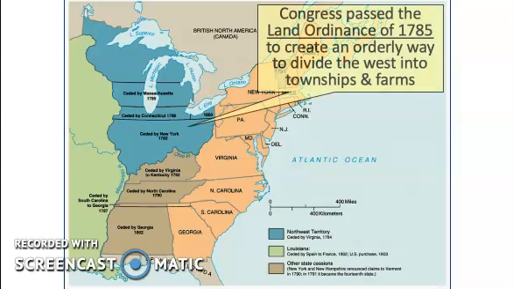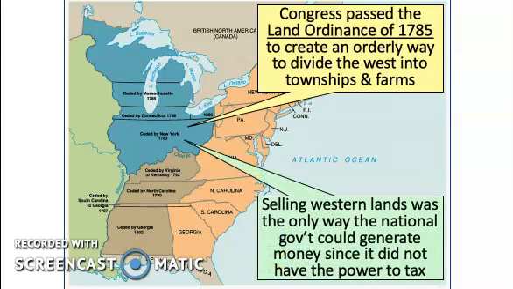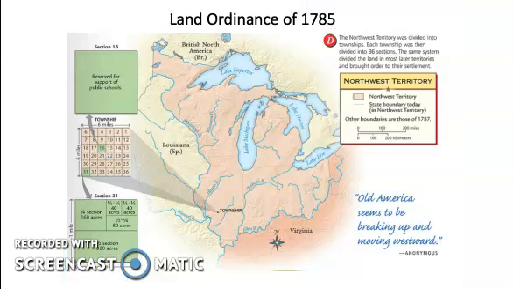Then, Congress is going to pass the Land Ordinance of 1785. What this does is this creates an orderly way to divide the West into townships and farms. Selling western land was the only way that the national government can generate money, since it did not have the power to tax. Now, this Land Ordinance of 1785 is really significant for how the West starts to become settled.